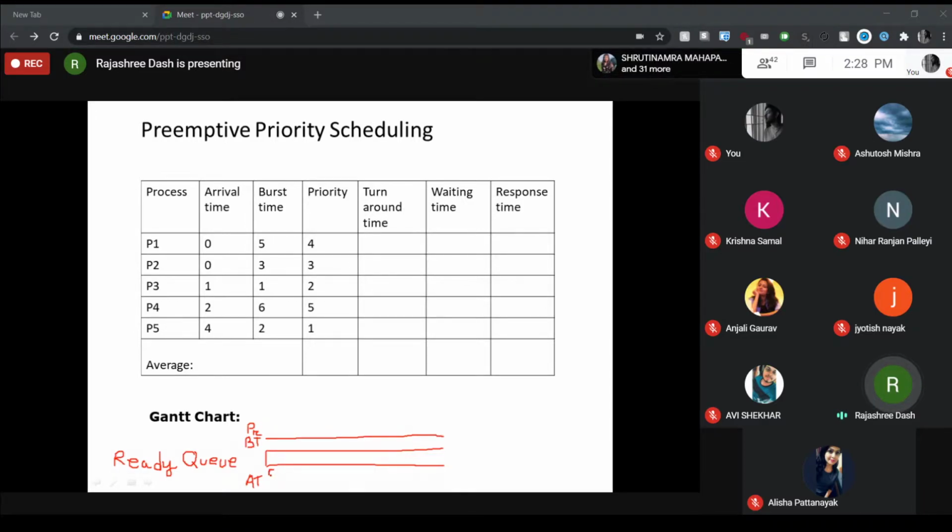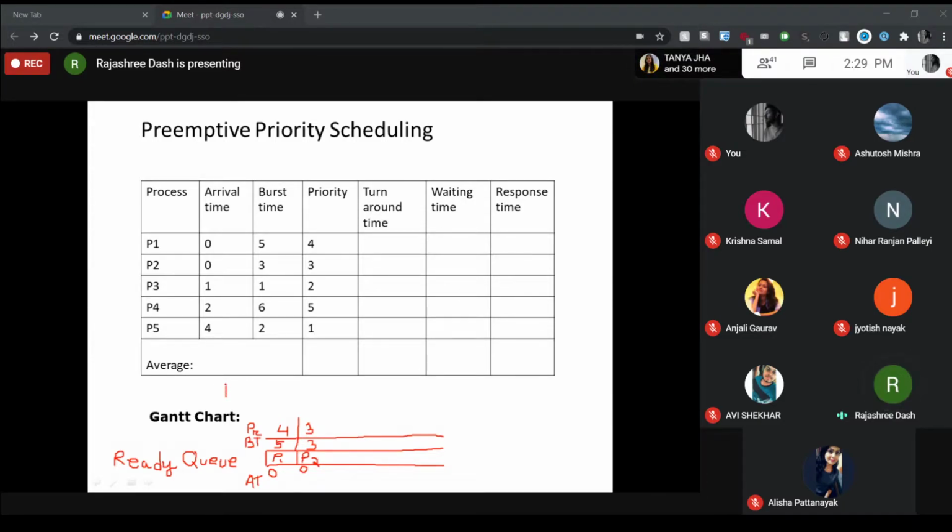At time 0, here also there are two processes that will enter the ready queue. One is P1, another one is P2. The burst time of P1 is 5. For P2 it is 3. The priority for P1 is 4. For P2 it is 3.